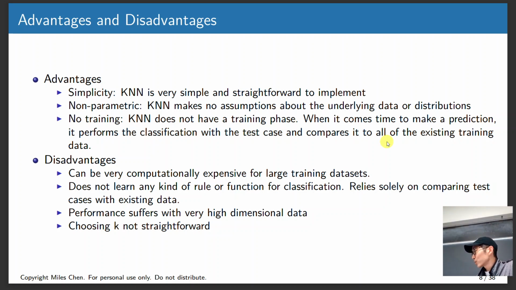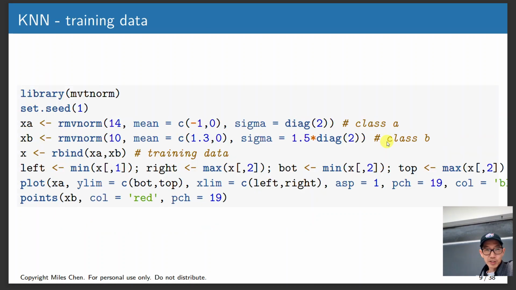Performance also suffers when you have very high dimensional data, and then choosing what K to use isn't straightforward. It's always just guess and check and see which one has the best performance when you do cross-validation. So that's our discussion on that. Okay, let's go ahead and just look at the algorithm at work, and we'll talk about that.